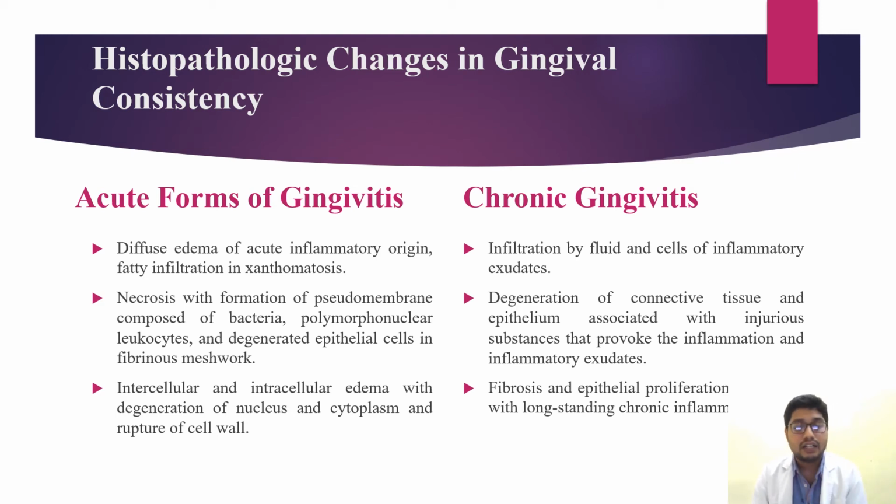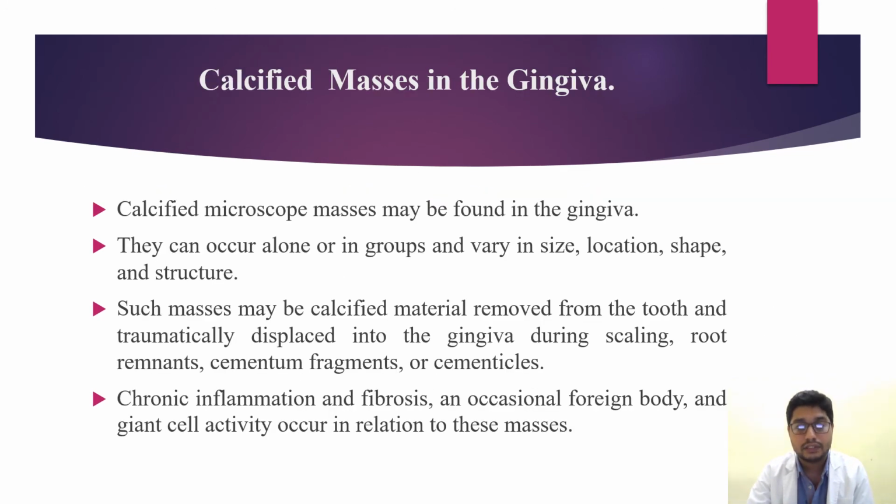Intercellular and intracellular edema with degeneration of nucleus and cytoplasm and rupture of the cell wall you can see in the acute form. In chronic gingivitis, infiltration by fluid and cells of inflammatory exudates, and the degeneration of connective tissue and epithelium associated with injurious substances that provoke the inflammation and inflammatory exudates. Fibrosis and epithelial proliferation with long-standing chronic inflammation you can see histopathologically in chronic gingivitis.